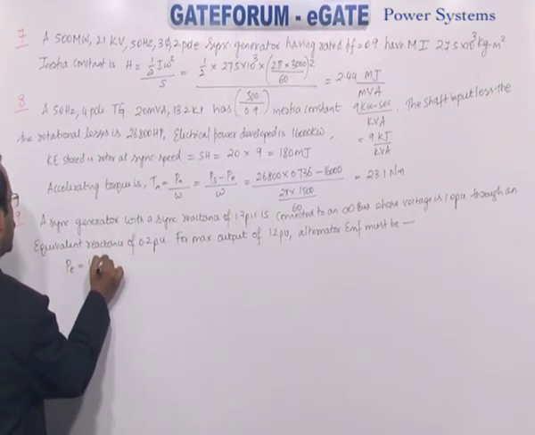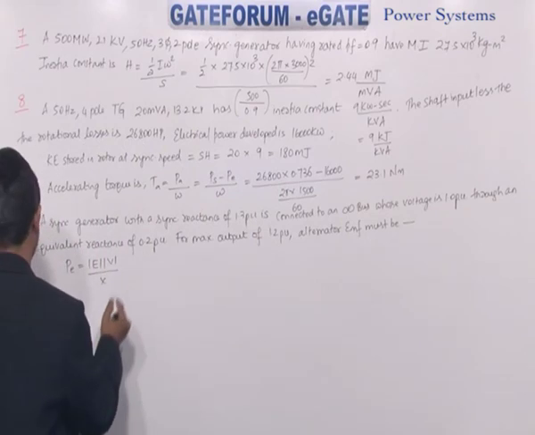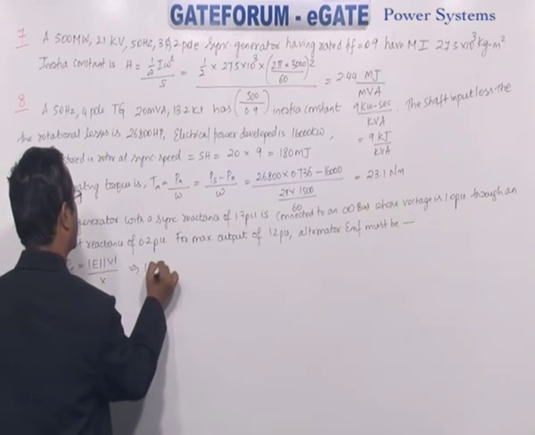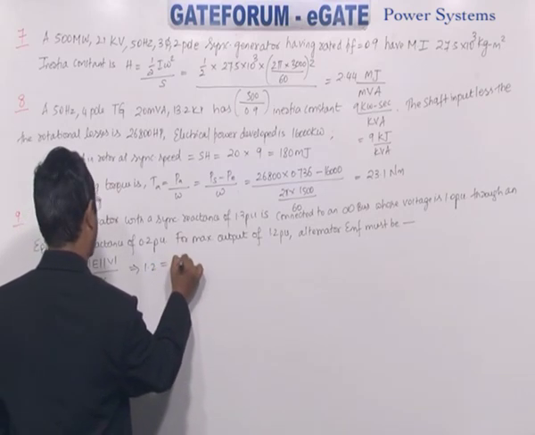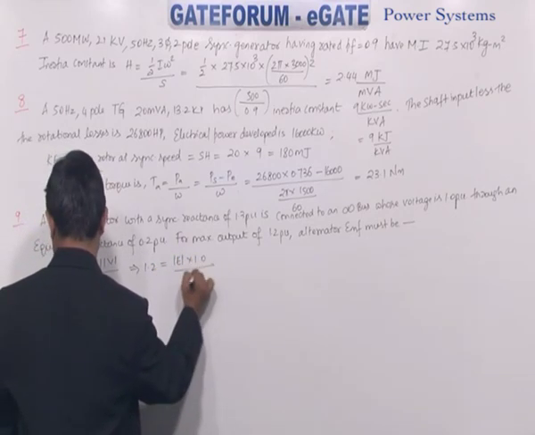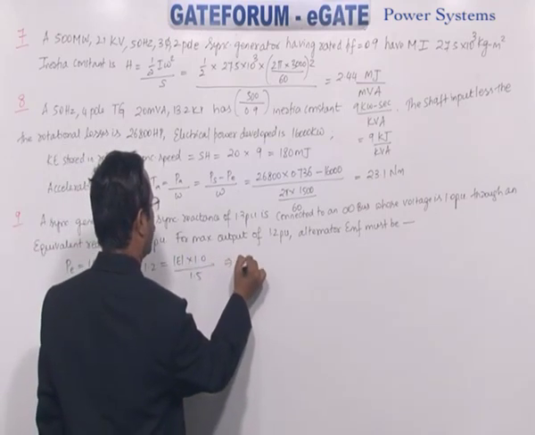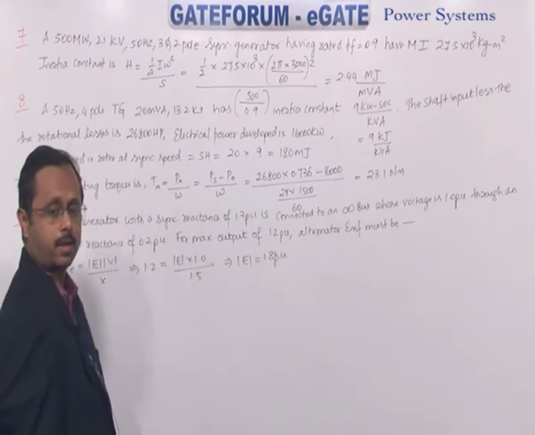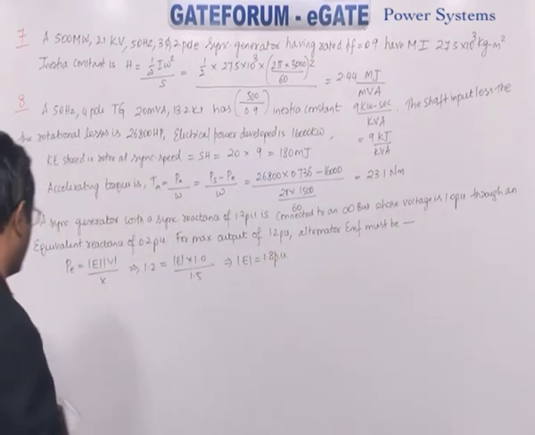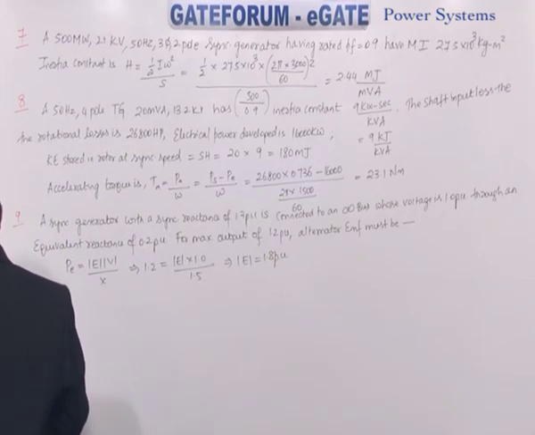So what is PE now? You write EV by X. PE is 1.2, E is what we have to calculate, V is 1, X is 1.5. From this you find out E, and you get 1.8 per unit. So on simplifying, you get the answer as 1.8 per unit.